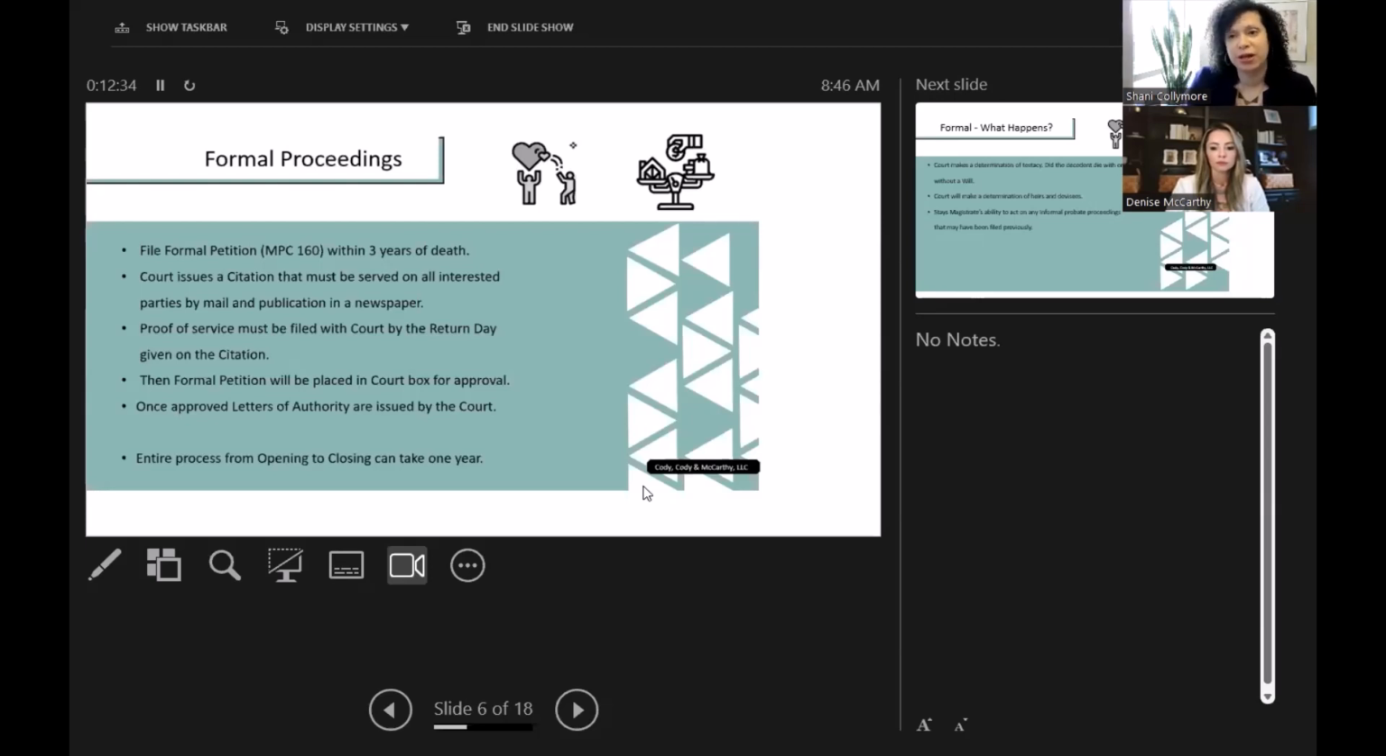And then the court gives you a deadline by when you have to do all of this. That's called a return day. It's usually 3 or 4 weeks, so you have a timeline. And you also have to publish the citation in the newspaper. Once you've done all this by the deadline the court gives you, you have to file a return of service, which basically just proves that you served everybody the court told you to. Then your whole petition will go into the judge's box, and they will eventually review it in the order it was received.